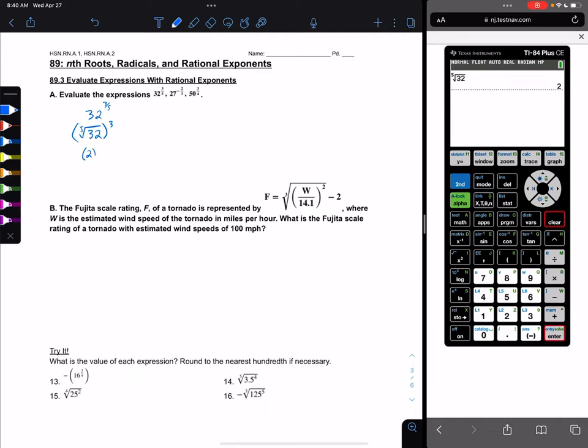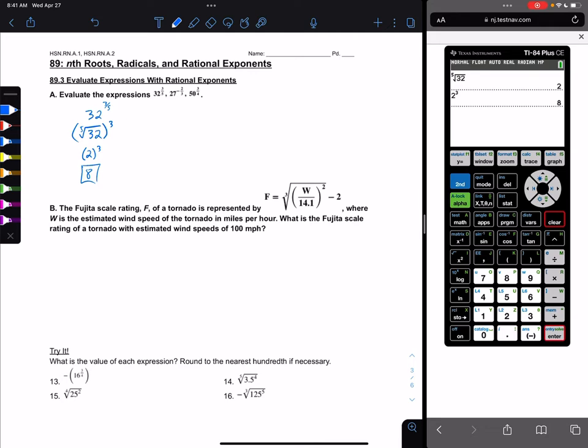So we would have 2 raised to the 3rd power, which you should be able to do by hand or in your head, and it comes out to be 8. So we have an 8. That's it. Part A, evaluating that expression would give us 8.